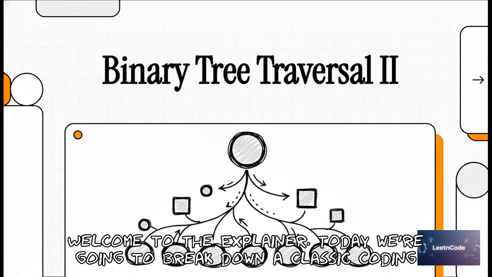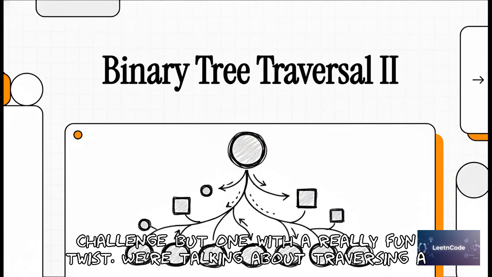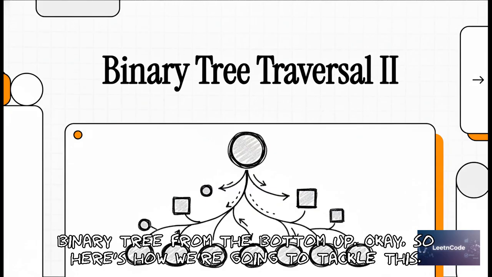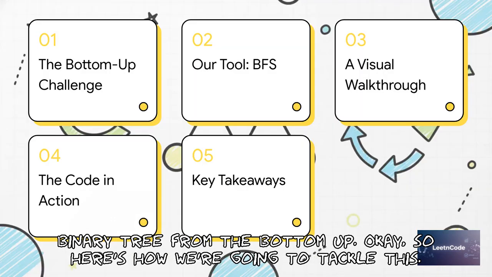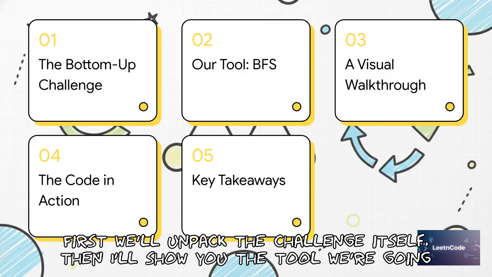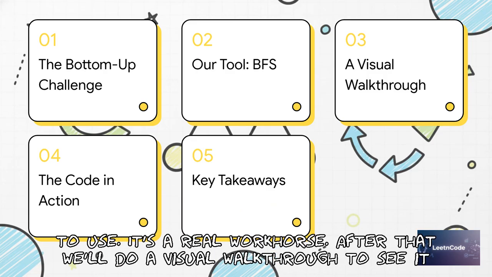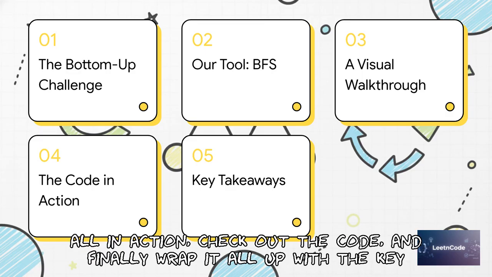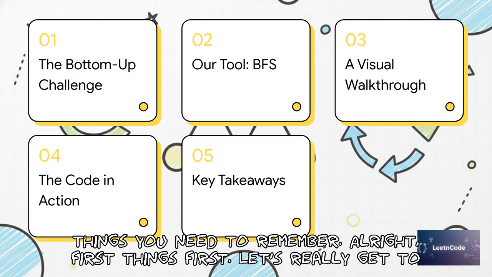Welcome to The Explainer. Today, we're going to break down a classic coding challenge, but one with a really fun twist. We're talking about traversing a binary tree from the bottom up. Okay, so here's how we're going to tackle this. First, we'll unpack the challenge itself. Then, I'll show you the tool we're going to use. It's a real workhorse. After that, we'll do a visual walkthrough to see it all in action, check out the code, and finally, wrap it all up with the key things you need to remember.